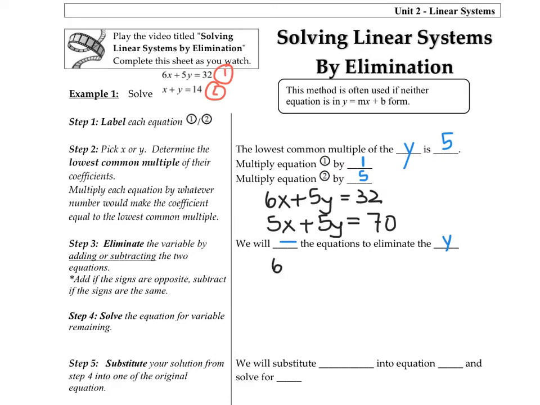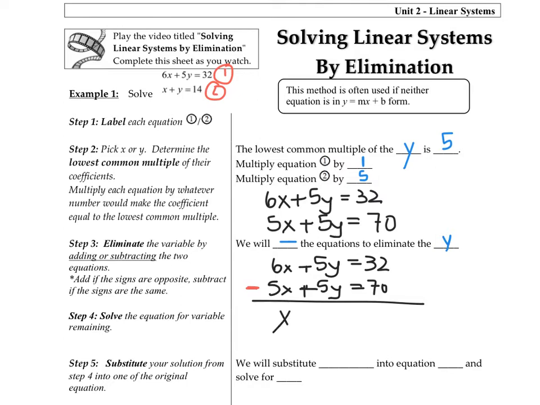Okay, so 6x, I'm just going to rewrite my equation. 5x, notice everything is lined up nicely. And now I'm going to put a line across, and I am subtracting. Now I'm going to subtract each line. So 6x minus 5x is just x. 5y minus 5y disappears. I don't have to write it. 32 minus 70 is negative 38. And there's my x. Okay, and I'm done. I've already isolated for x. There's nothing else I can do.